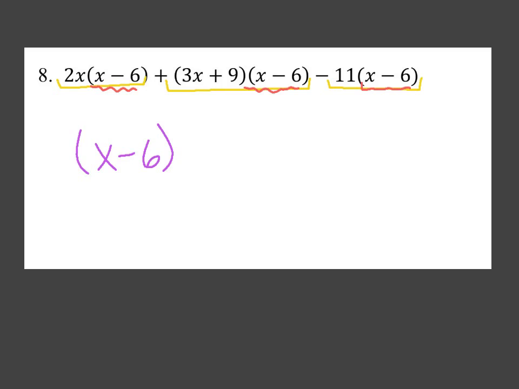Now, everything left over goes in the back. So the 2x, the 3x plus 9, and the minus 11.